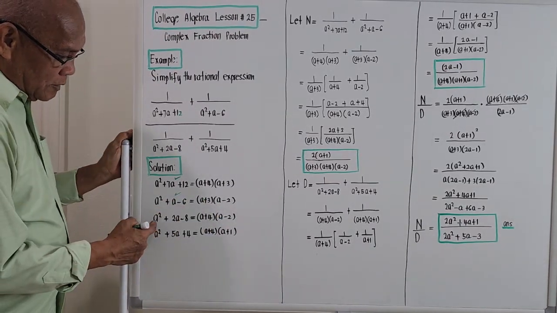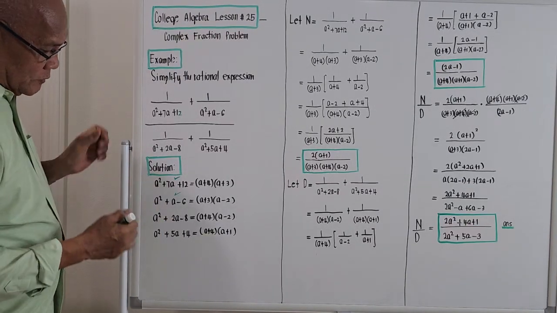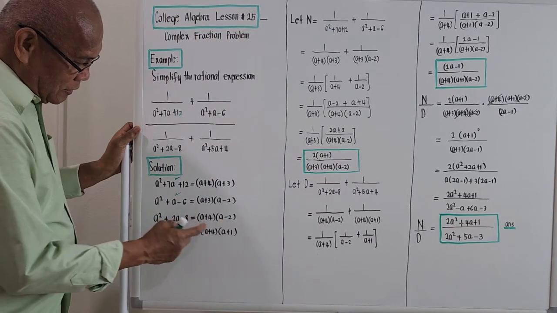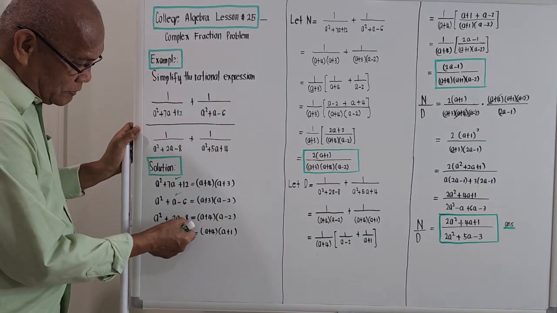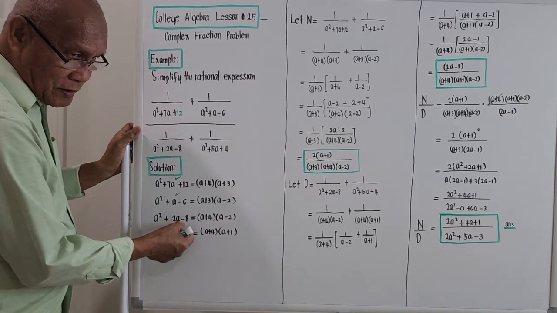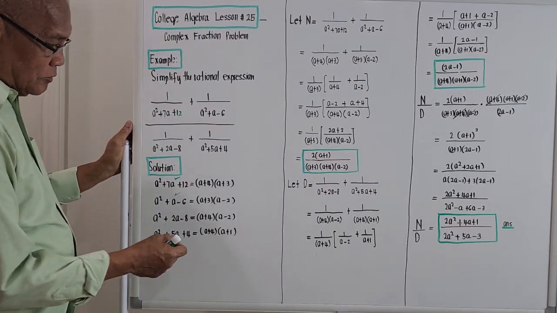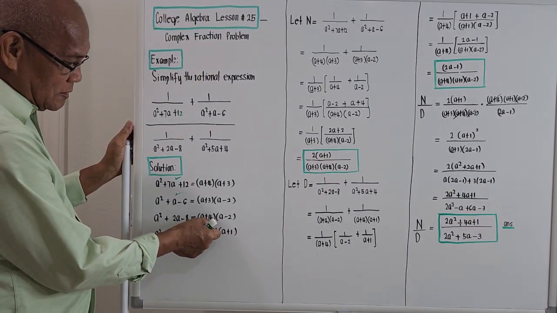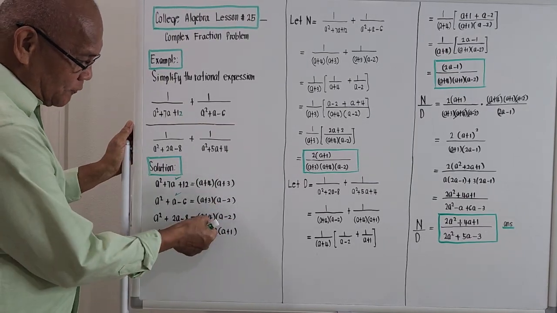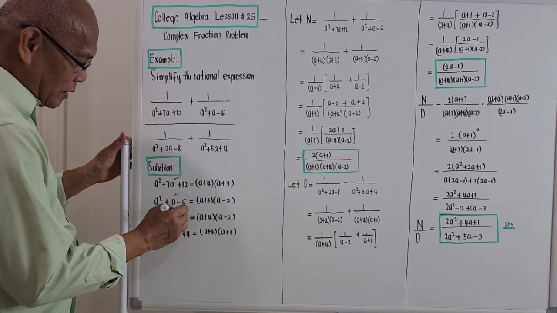Next one, a squared plus 2a minus 8. Possible factors of a squared will be a and a, and the possible factors of 8 will be 4 and 2. The sign of 8 is negative, so let's make the 4 plus and the 2 minus. Let's check the middle term: 4a minus 2a will be 2a. So it's correct.